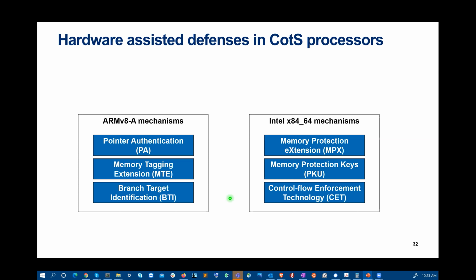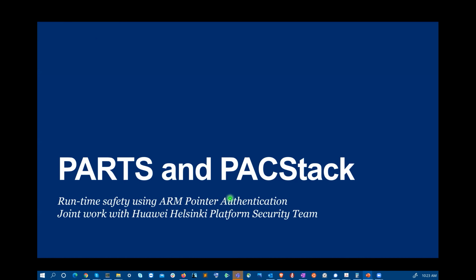Because none of them are comprehensive solutions, but there is a menu of different choices. And how do they compare? If you are a new hardware manufacturer and you want to decide which primitives to include, how would you go about choosing them? So this is what drives much of our current work. And I'm going to describe 2 pieces of work that relate to this called Parts and Packstack, which uses this particular primitive called ARM pointer authentication.